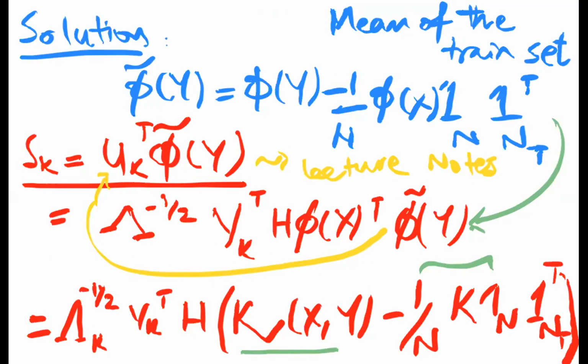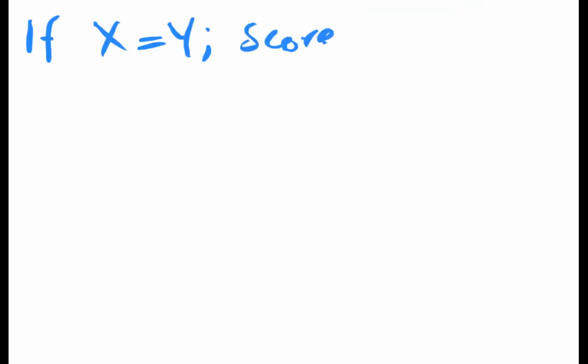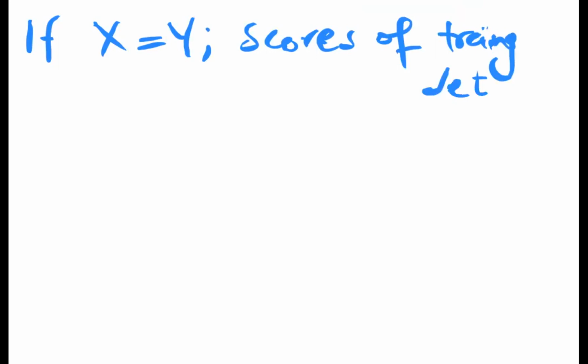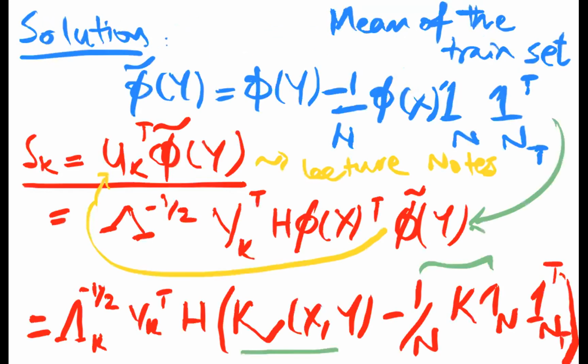And just for the sake of simplicity, so that you guys have a sanity check for this method, if we say that x is equal to y, I mean, if we are interested in scores of the training set, then we can simply put x equal to y, right? And then if we solve this in this scenario, here we have kappa x comma x, right?